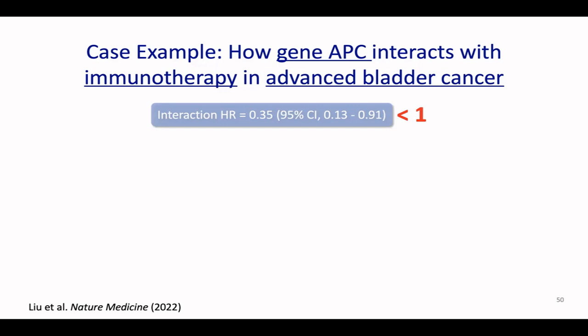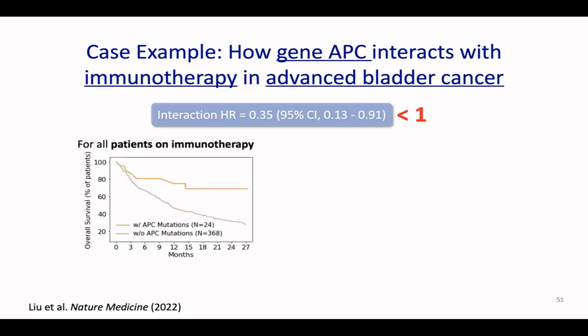So what does this mean? You can view this problem from two aspects. First, you can look at all the patients who took therapy with bladder cancer, and compare the performance of patients who have APC mutation versus patients who do not. In the survival curve, the orange curve is all the patients who have APC mutation. You can see they tend to die relatively slower than patients without APC mutation. That explains your interaction hazard ratio less than 1, which means immunotherapy performs better on the cohort who have that mutation.